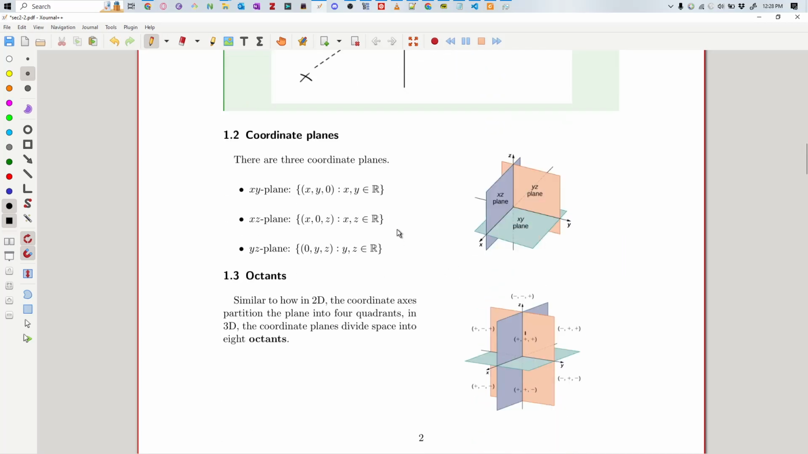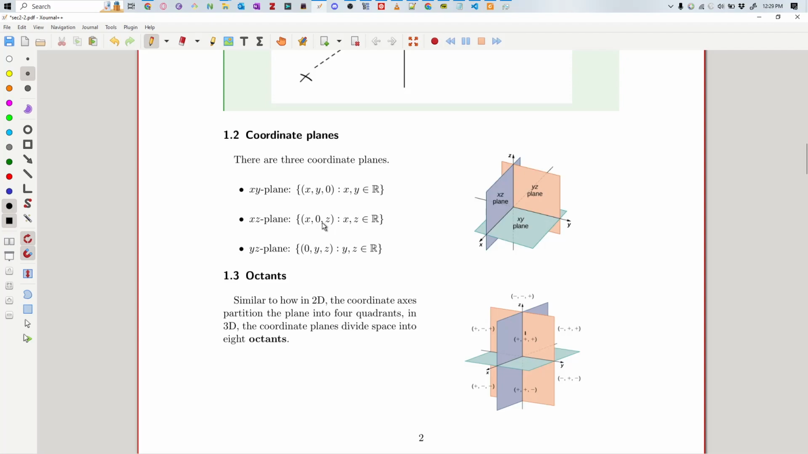Okay. Some terminology that we have, I guess. Coordinate planes, you can see them in this illustration. So the coordinate planes can be written in this kind of set builder notation, x, y, z, where z coordinate is 0, that's the xy plane.